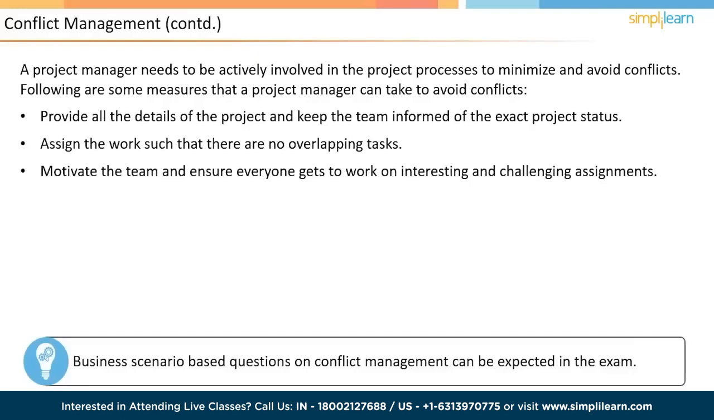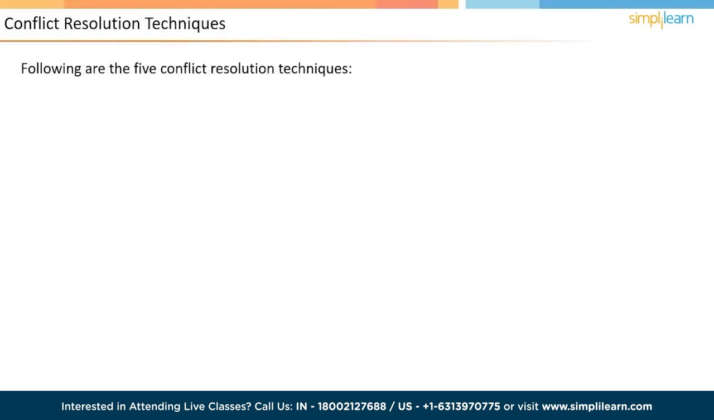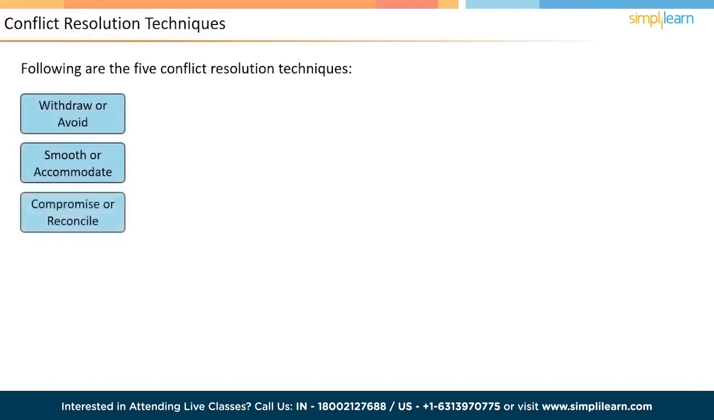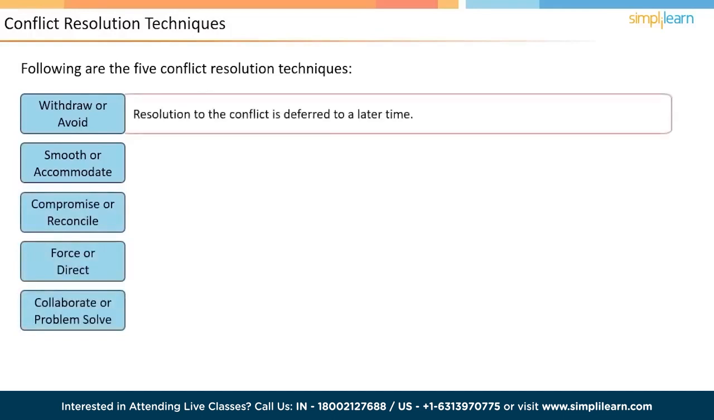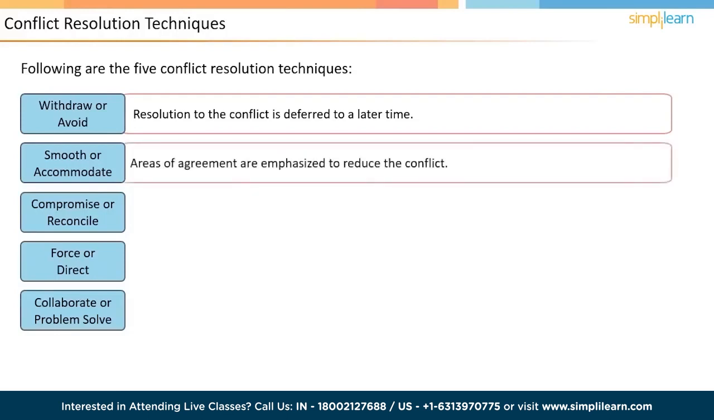In the next screen, let us look at conflict resolution techniques. There are 5 techniques of resolving conflict. They are withdraw or avoid, smooth or accommodate, compromise or reconcile, force or direct, and collaborate or problem solve. In withdraw or avoid, one retreats from a potential conflict situation or defers the resolution to a later date. This does not resolve the conflict, but allows for more time. In smooth or accommodate, areas of agreement are emphasized to reduce the intensity of the conflict. Again, this does not on its own result in a resolution, but it may succeed in changing the perceptions about the situation.